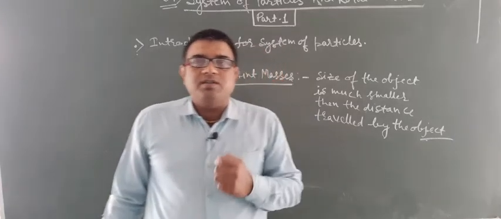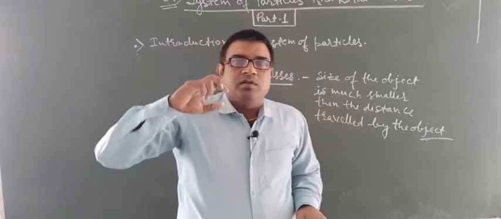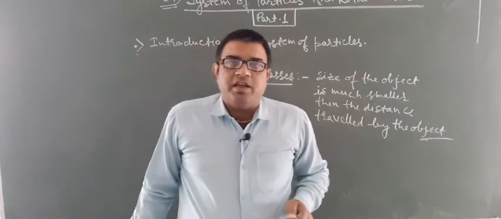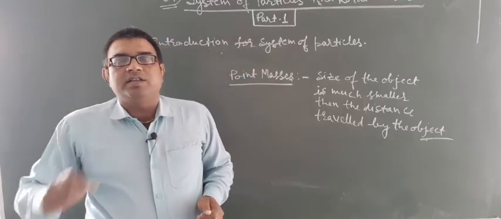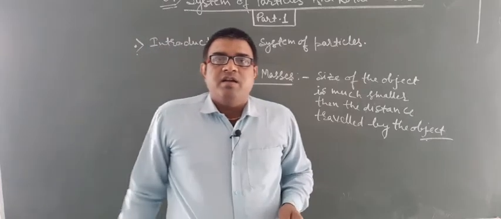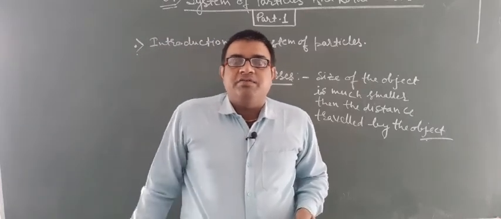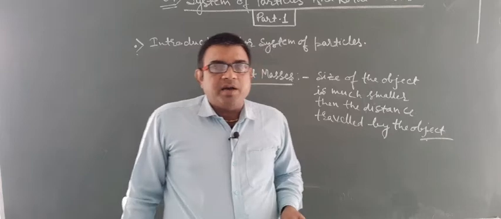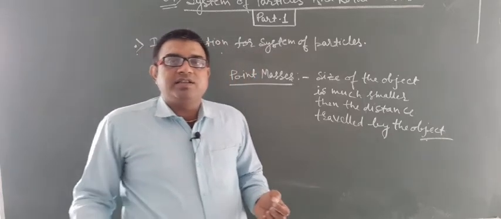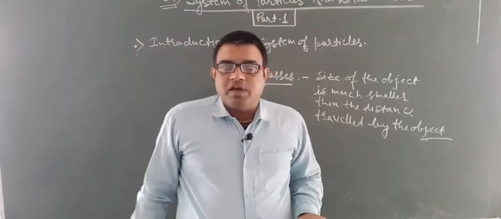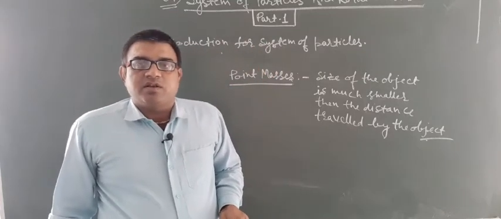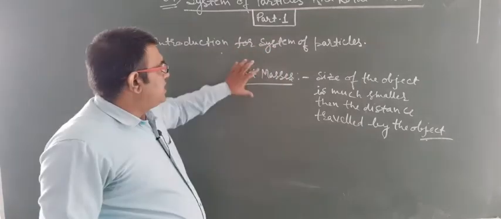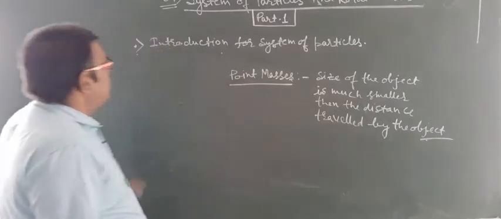Then, compared to the size of the bus, the distance covered by the bus is much larger. For our calculation, in that case, we consider the bus as a point object or point mass. But if the bus is covering the distance from the principal chamber to the school gate, then the bus is not considered a point mass; it is considered an extended object. So we have discussed the point mass.